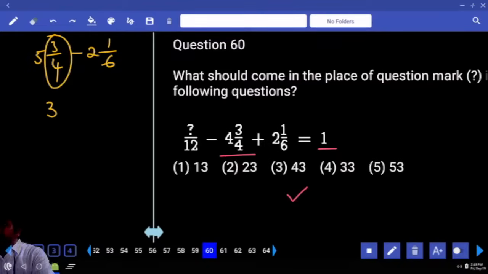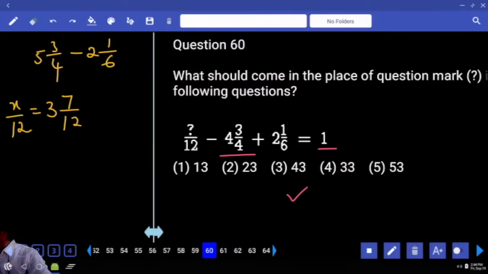3 by 4. I'll multiply both numerator and denominator with 3. Will be equal to 9 by 12. 1 by 6 can be written as 9 by 12 minus 2 by 12. 7 by, okay. This is equal to x by 12. 12 into 3, 36 plus 7, 43 by 12. 12 gets cancelled. X is 43. Again you can use common sense.